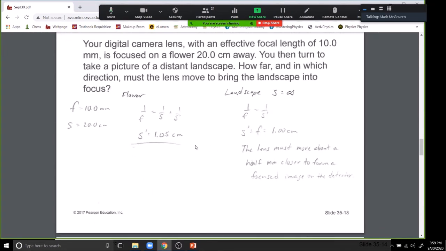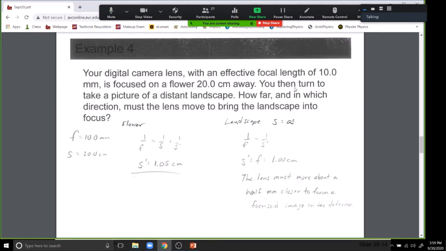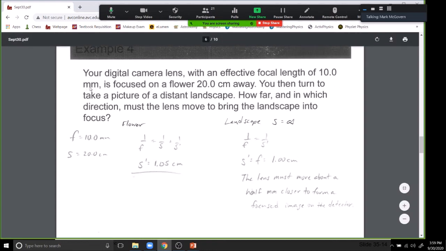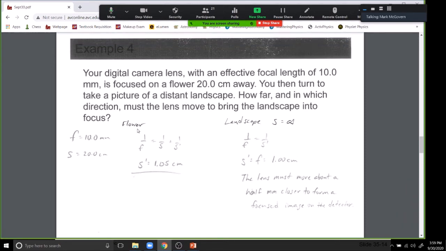So if we're considering the flower, now check the units out here. This is millimeters for the focal length, and the flower is 20 centimeters away. So we use our standard lens equation, because again, the combination of the two produces an effectively single convergent lens. We have 10 millimeters for the focal length and 20 centimeters for the object distance, and that produces an image distance of 1.05 centimeters. That's from where the lens is to where the image is formed. Now, if instead we look at the landscape, that means we have the object effectively at infinity.